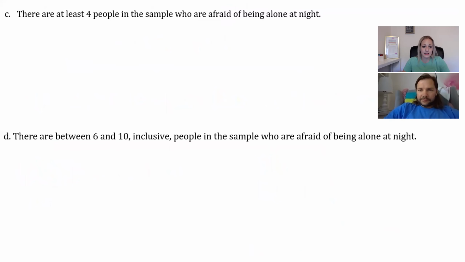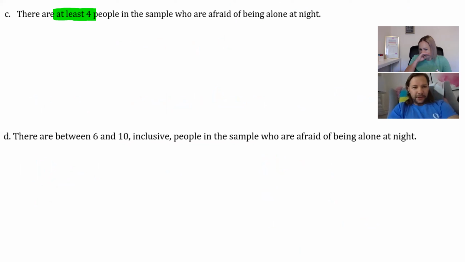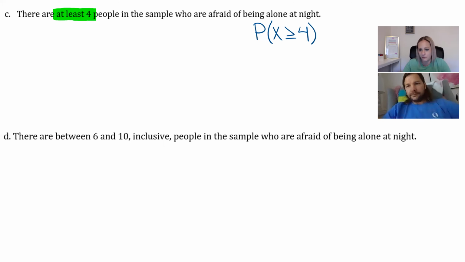Okay, so part C, we want the probability that there are at least 4 people in the sample who are afraid of being alone at night. Okay, so how do you translate at least 4 algebraically? Like, how do you make that an inequality? 4 or more, I think. Yeah, so what inequality sign would that be? Greater than or equal to 4. Yeah, so that's the same thing as saying the probability that x is greater than or equal to 4.